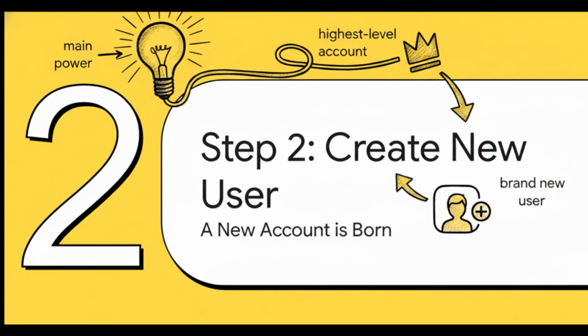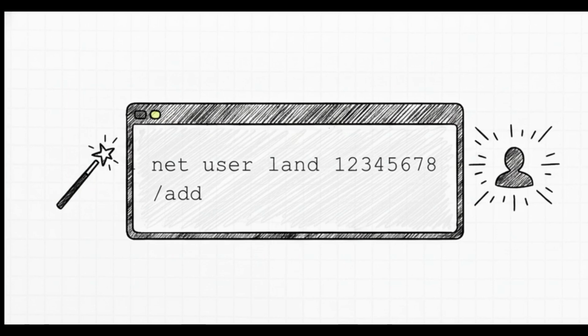Now that we have that authority, we can start building. It's time to create our very own new user from scratch. Here's command number 2. And you'll notice it looks a lot like the first one, but its job is completely different. We're not waking something up this time. We're creating a brand new account, named Land, right out of thin air.